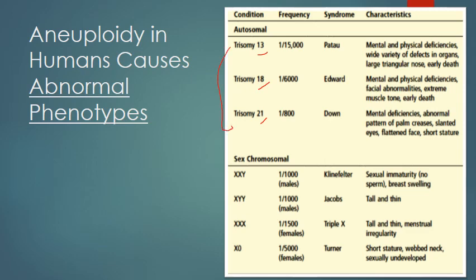These all come in the autosomes. While in the sex chromosomes, there is an extra X here, an extra Y here, and there is a total loss of one X or Y chromosome. These are the syndrome names I have written here, and these are the characteristics.